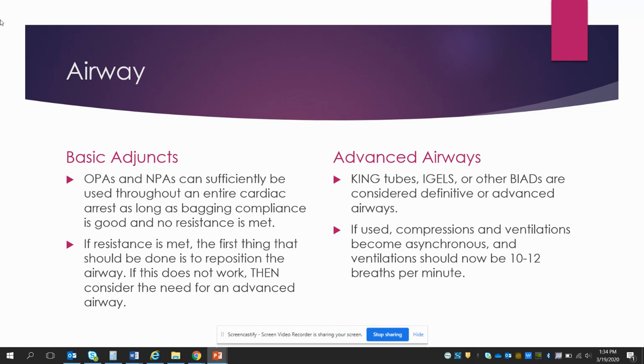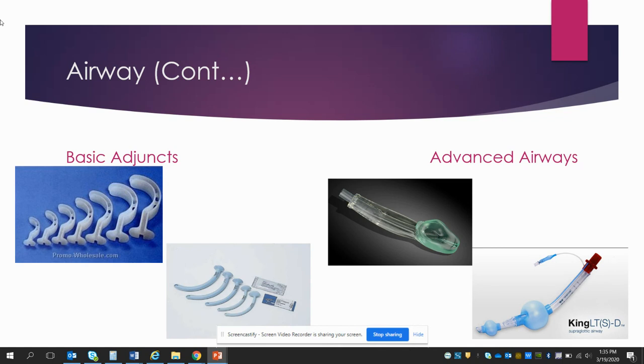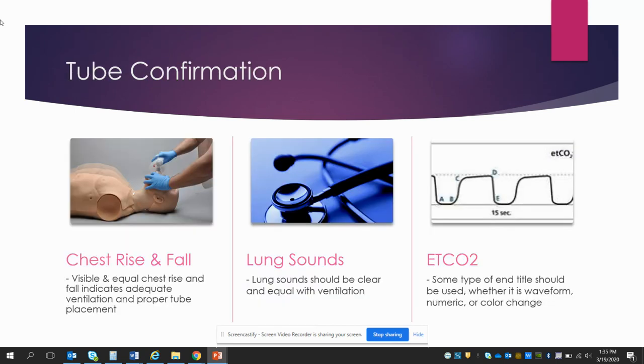So if you do choose to use an advanced airway, either right off the bat or after you've tried a basic airway adjunct, you're going to want to come in and change that compression and ventilation. And so we talked about that previously, where the compressions and ventilations are no longer at a ratio. So we're dropping the 30-2, and now we're moving to continuous compressions, with compressions being 100 to 120 per minute. And now your ventilations are going to be 10 to 12 breaths per minute, or one breath every 5 to 6 seconds. And so these pictures here are just showing you some examples, again, of those basic airway adjuncts and then the two most common advanced airways that you would see in the pre-hospital setting.